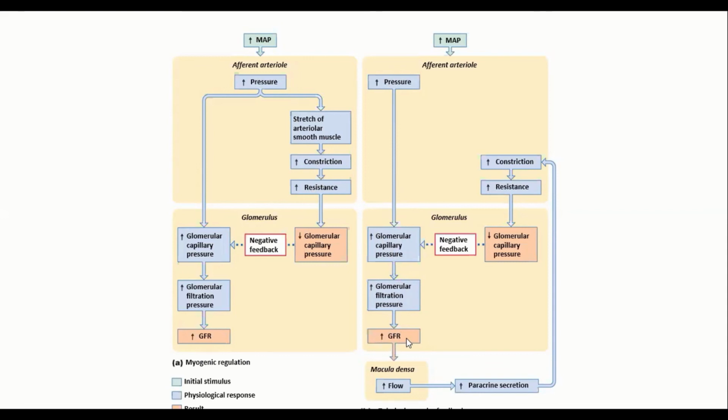So if our glomerular filtration rate went up because blood pressure went up, that means the flow through that distal part of the nephron going past the macula densa would go up because we filtered more plasma out, so there's more filtrate going past the macula densa. And that increase in flow past the macula densa is what would cause those cells to secrete these paracrine factors, which are going to constrict the smooth muscles, which increases resistance, which decreases the glomerular capillary pressure. So that's just our other negative feedback loop.